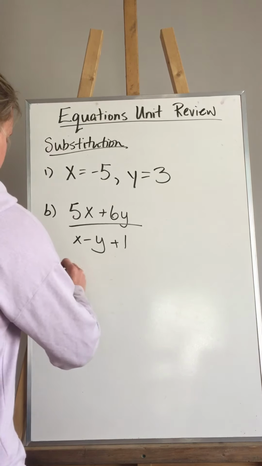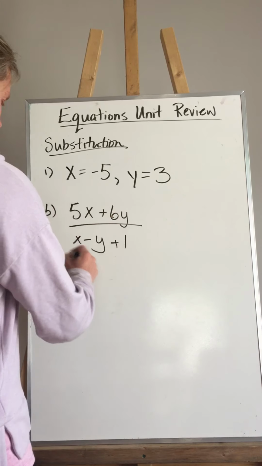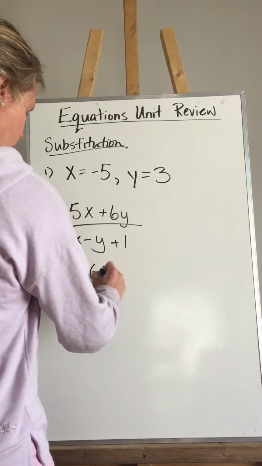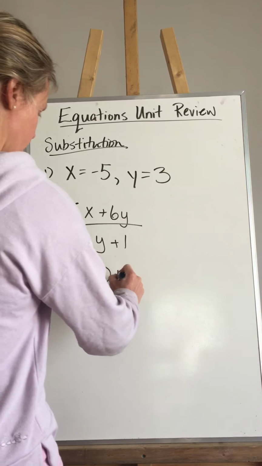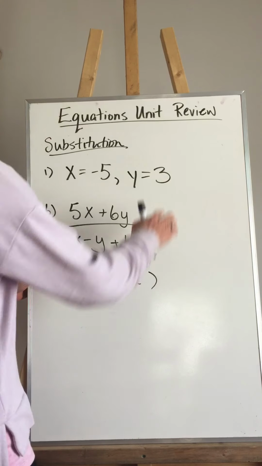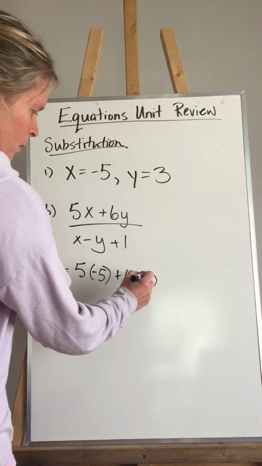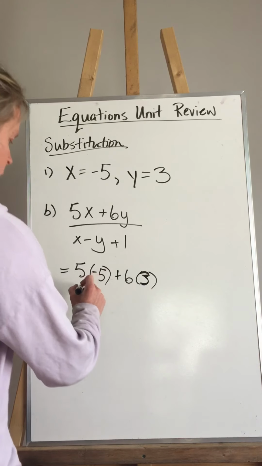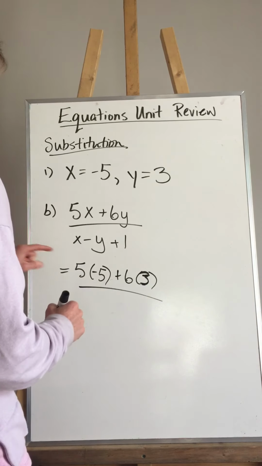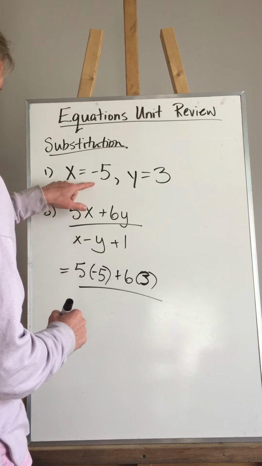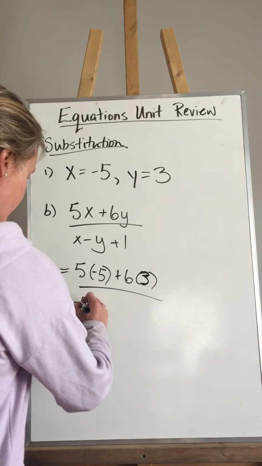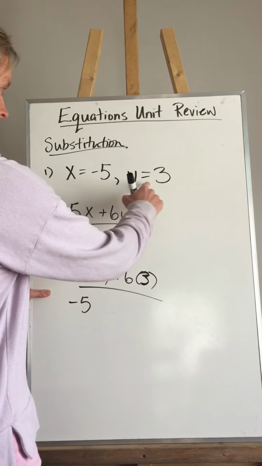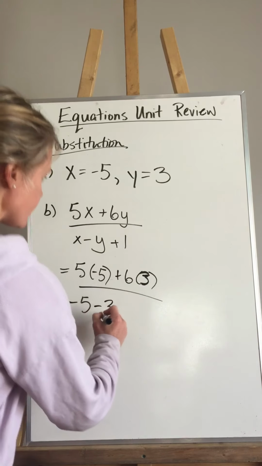So my next line is just going to be substituting in the values. So I have 5 brackets for the x, and x is equal to -5. Plus 6 brackets for the y, and y is 3. Okay, kind of a messy 3. Okay, so there's my top, my numerator, and then on the bottom, x is equal to -5. So I'm going to put -5 in for x, minus y, okay, so that's going to be -3, and plus 1.